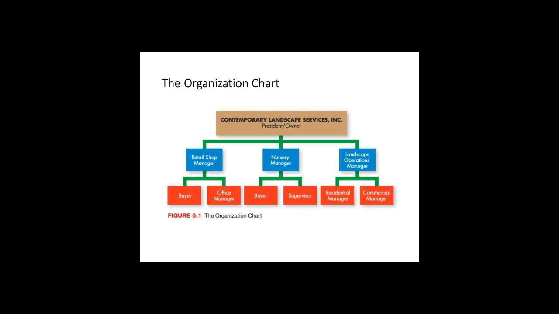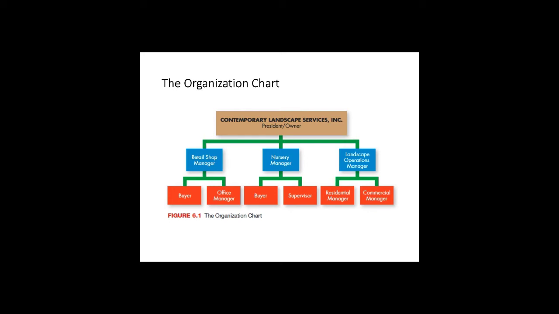You can see that in this particular company, there is a single president, the owner of the company, and reporting to him, there are 3 managers. There's the retail shop manager, the nursery manager, and the landscape operations manager. Now, you can see that it may be segregated into those 3 managers because they operate based upon sales revenue or departmentalization or the type of customers that they're going after. But nevertheless, you see 3 managers, the blue boxes, report to the president owner of Contemporary Landscape Services Incorporated.